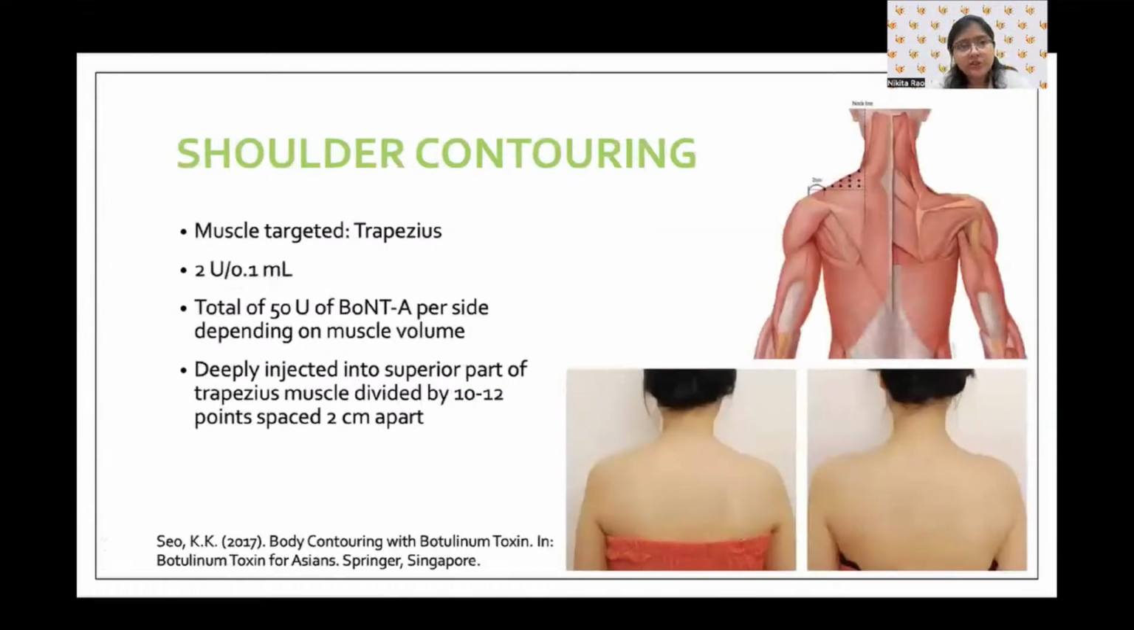Coming to body contouring, first let's take a look at the shoulder contouring. The muscle targeted here is trapezius. The dilution used is 2 units per 0.1 ml, and a total of 50 units of botulinum toxin is injected per site depending on the muscle volume. These are injected deeply into the superior part of the trapezius, and 10 to 12 points are marked about 2 centimeters apart.